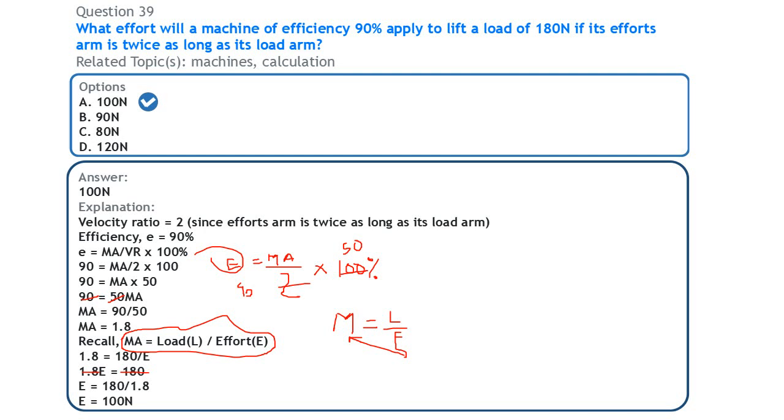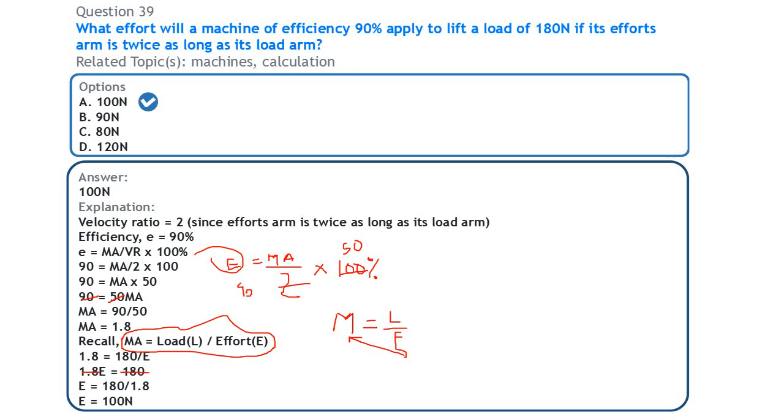The mechanical advantage is equal to load over effort. Okay, MA is equal to load over the effort, and our MA here is what? 1.8 equal to the load, which is 180, over effort. When you cross multiply this, you are going to have effort times our mechanical advantage, which is 1.8. So you have 1.8 E to be equal to 180.